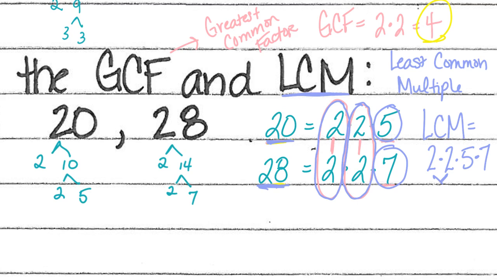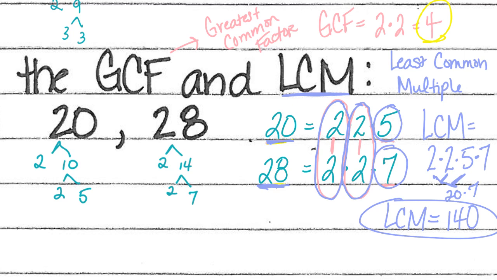So let's multiply. 2 times 2 is 4. Oh, that's easy. 4 times 5 is 20. 20 times 7 is 140. So the LCM is 140, where the GCF is 4. Let's think about it. Does that make sense? Does 20 go into 140? Sure. Does 28 go into 140? Sure.